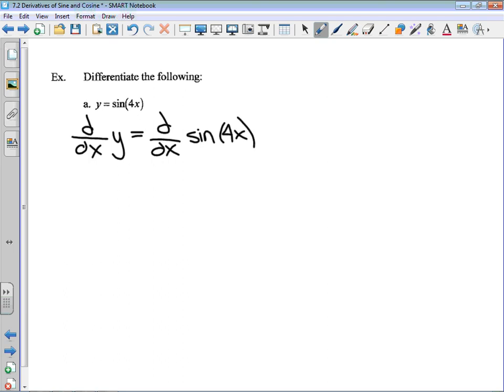When I do that, the derivative with respect to x of y is 1, but we have to include our little Leibniz piece, which is dy over dx. The derivative with respect to x of the sine of 4x is the cos of 4x. But because there is an inner function, I have to multiply by the derivative of that. What's the derivative of 4x? Well, it's just 4. So we get that the derivative with respect to x of our y function, sine 4x, is 4 times the cos of 4x.